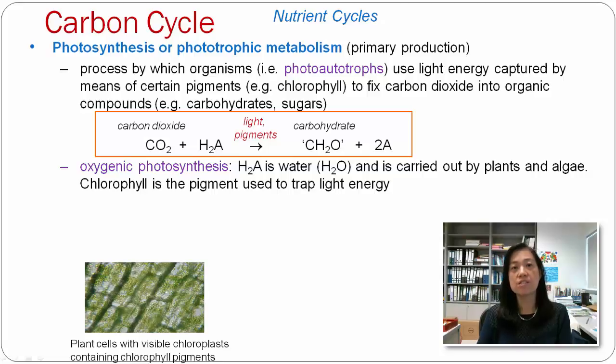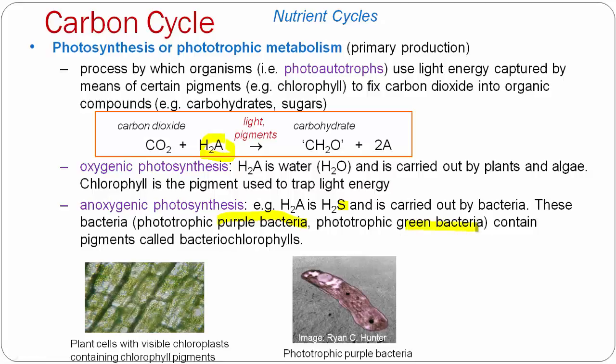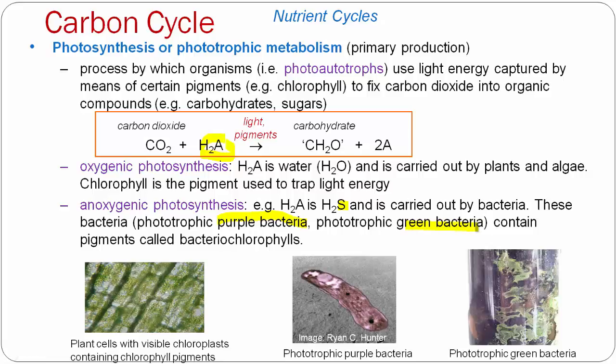The other type of photosynthesis is known as anoxygenic photosynthesis, which is carried out by certain groups of bacteria. Here, the oxygen in water is replaced by sulfur, so that the raw material in the chemical equation is hydrogen sulfide. The bacteria are known as phototrophic purple bacteria and phototrophic green bacteria. As shown in these diagrams, you can see that they are colored, and this is because of the pigments that they possess. These pigments are called bacteriochlorophylls and help to trap the light energy which is needed for the photosynthesis.